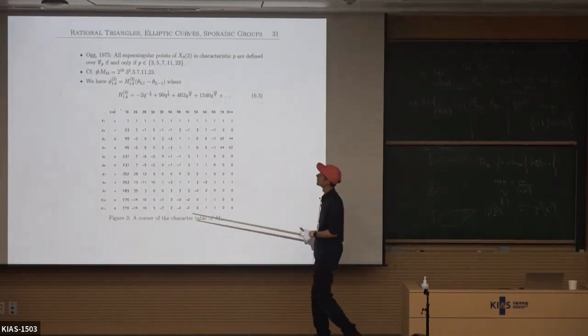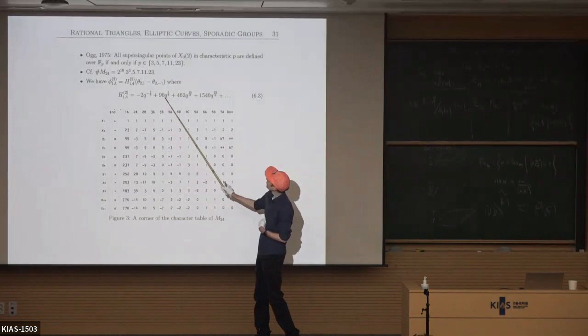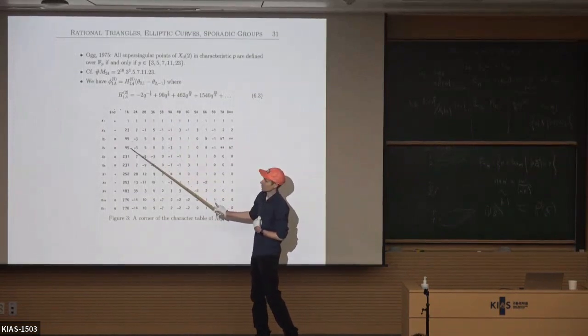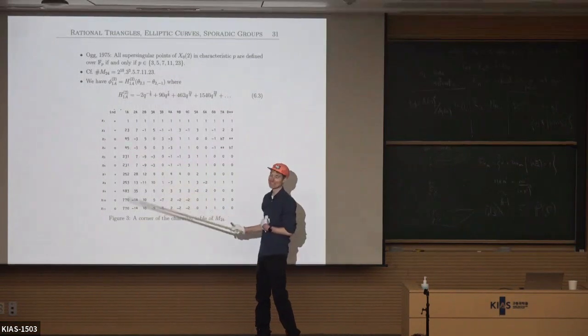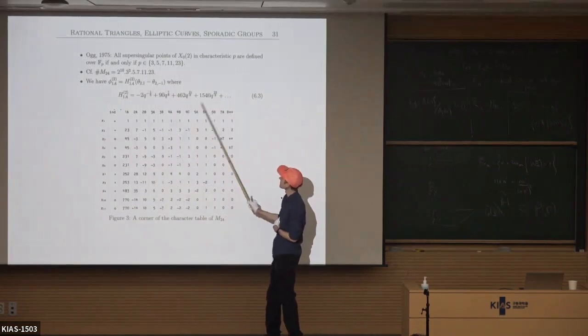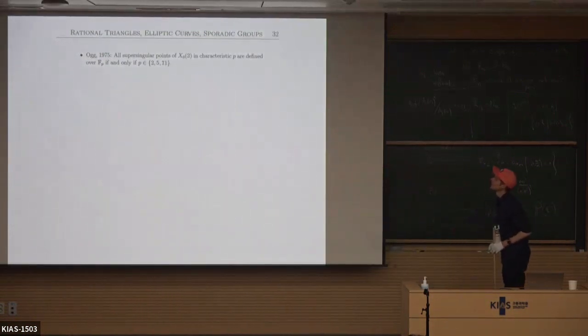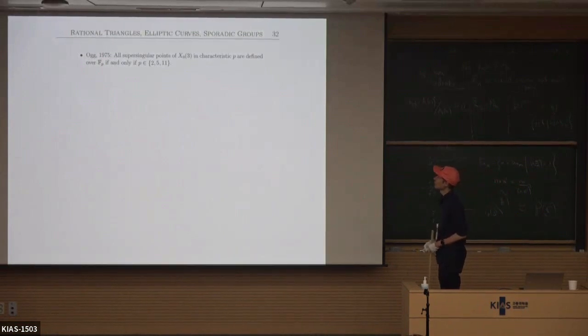He sees it, right? So this 90 here is 45 plus 45. And these numbers have similar interpretations. All right, so how about supersingular points of X0(3)? Well, we just get the primes 2, 5, and 11 now, but these are the prime divisors of M12.